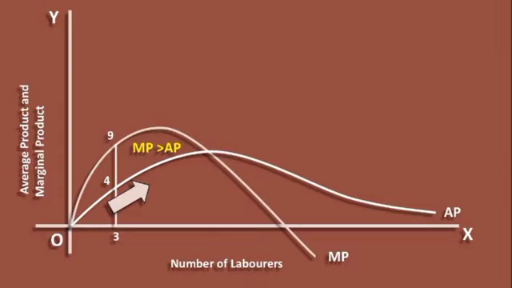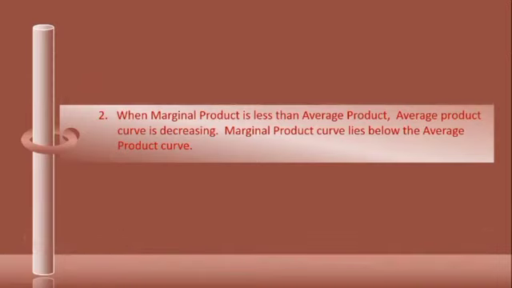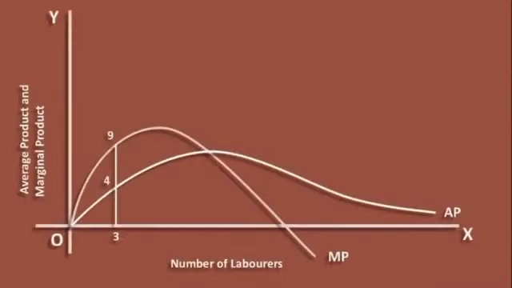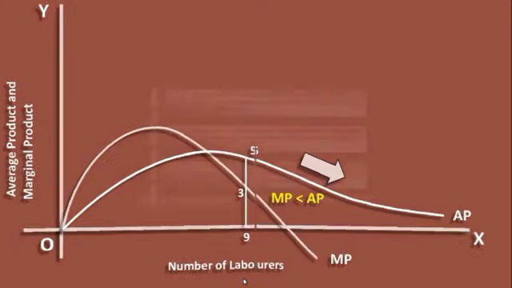Taking the second illustration, which says that when the marginal product curve is less than the average product curve, the average product curve decreases. At point 9 on the x-axis, the marginal product curve decreases to 3, while the average product curve lies above the marginal product curve. As in this stage, the marginal product curve is less than the average product curve.